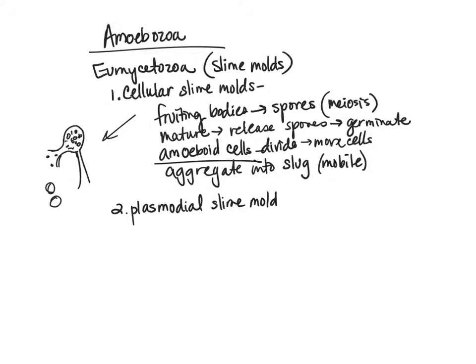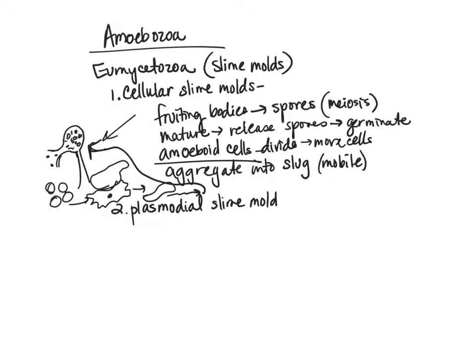Then the spores are going to germinate. I'm just drawing them as larger ones. Then they end up being an amoeboid kind of cell with the pseudopods there. And then they come together with other amoeboid cells and form this slug that can then move along. And then it's going to go back and produce these stalks with these spores in them.